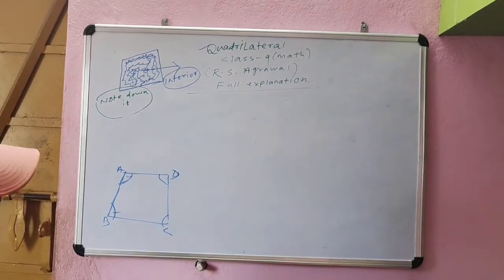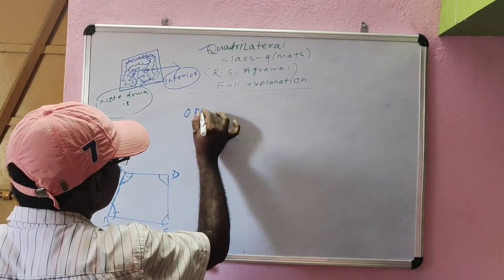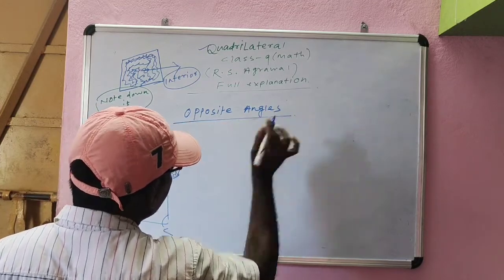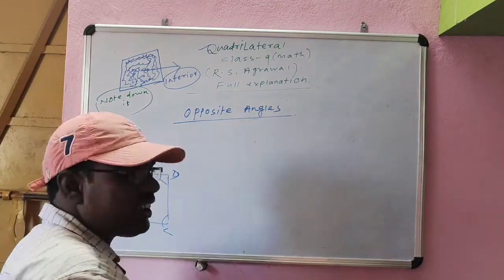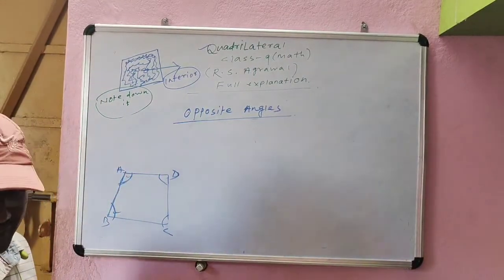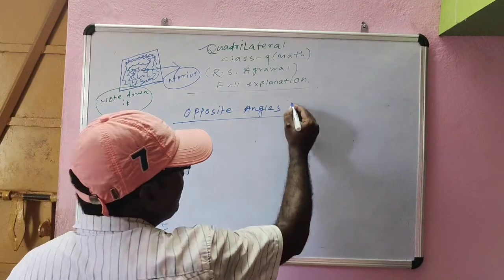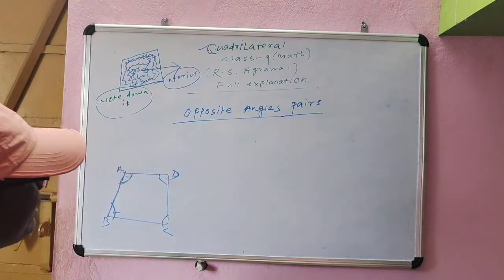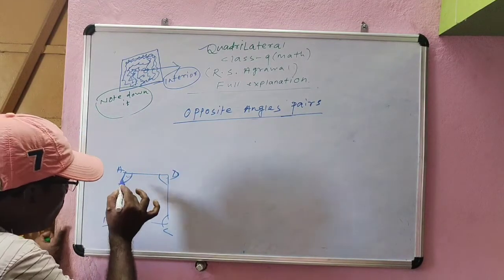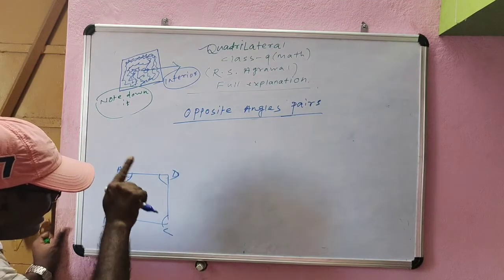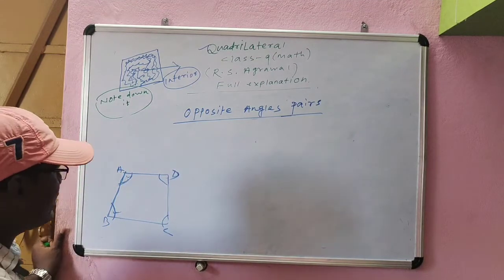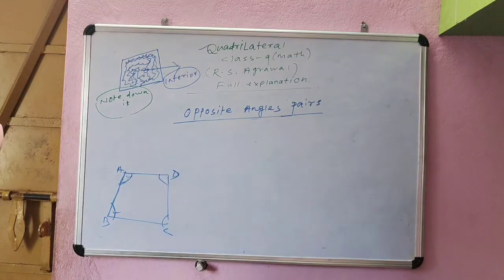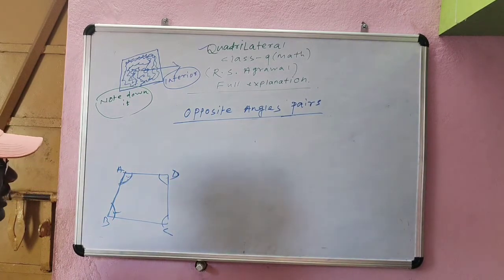Now the last one is opposite angle. Opposite angle pair, adjacent angle pair. Why do we say pairs? Because we take two angles and make a pair, that is why we call it an adjacent angle pair. So now, opposite angle pair, we will study opposite angle pair.